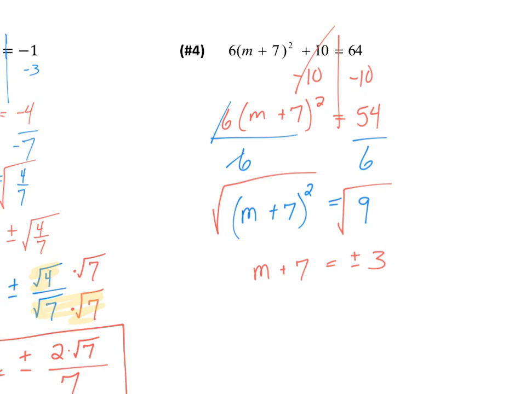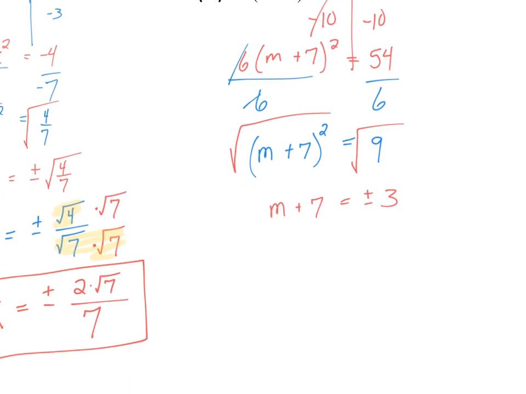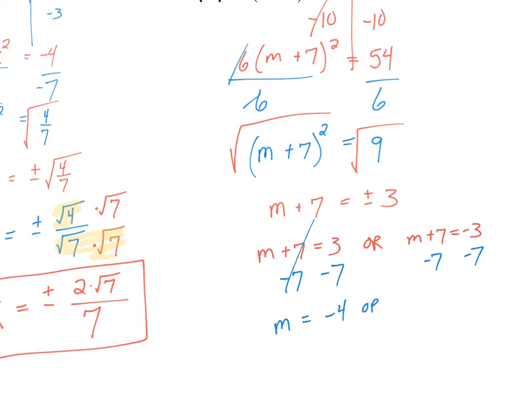So now we have 2 equations. We have m plus 7 equals 3, or we have m plus 7 equals negative 3. There's actually 2 equations we're solving here. You're going to subtract 7 in both of them, and you end up with m equals negative 4, or m equals negative 11. So your two answers are negative 4 and negative 11.